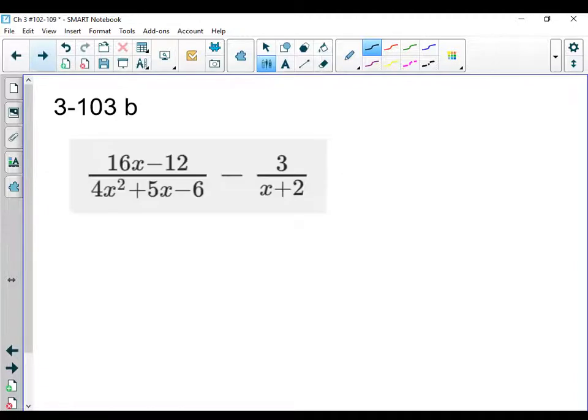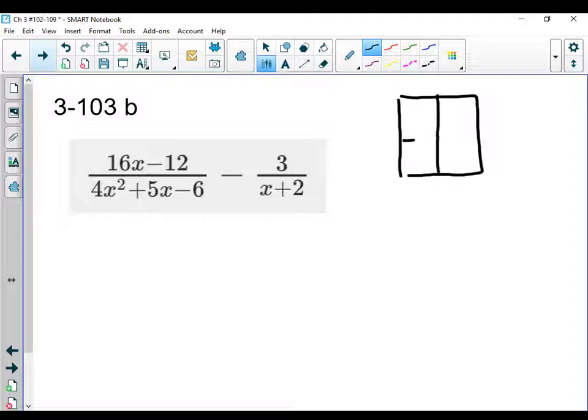The next problem was 103 part B. And this is one of those where we had two rational expressions. And we wanted to subtract them. So we've been doing some of these here lately. And we've talked about whenever I'm subtracting or adding, we want to get common denominators. On this one, the common denominator may not jump out at us though. So probably the first order of business here would be taking that 4x squared plus 5x minus 6 and seeing if we can factor it.